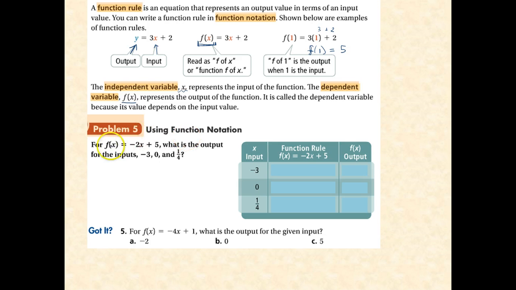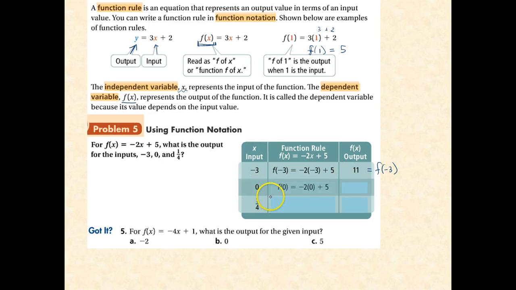Alright, so using function notation, let's look at problem 5. For f of x equals negative 2x plus 5, what is the output for the inputs negative 3, 0, and 1/4? Alright, so when our input is negative 3, we plug a negative 3 in for x. So we say f of negative 3 is negative 2 times our input negative 3 plus 5. So our output, f of negative 3, is 11.